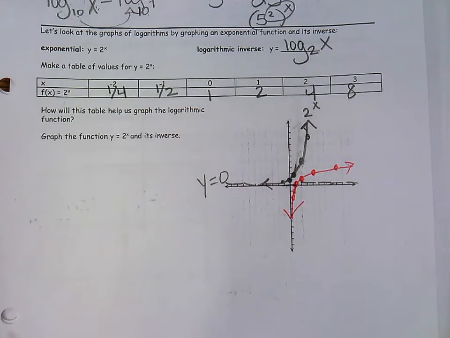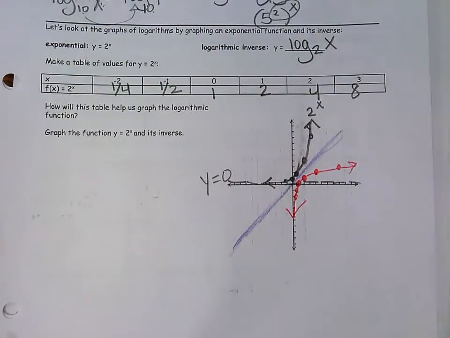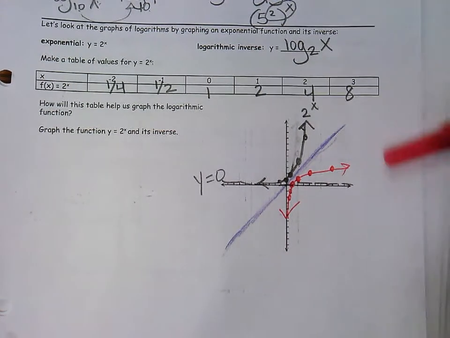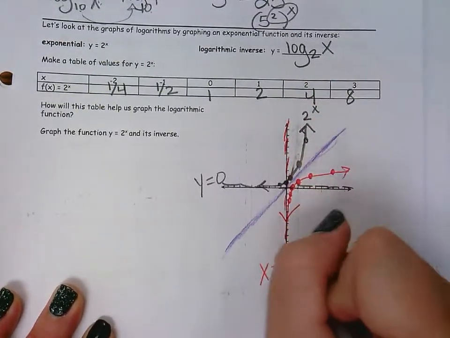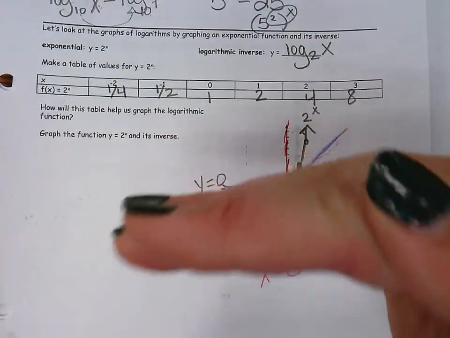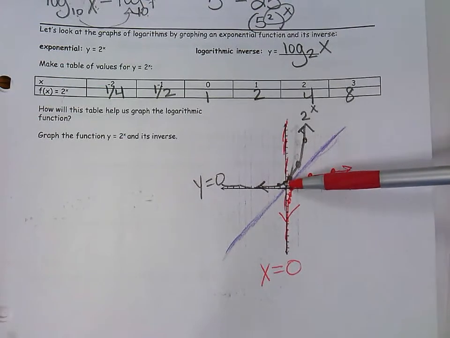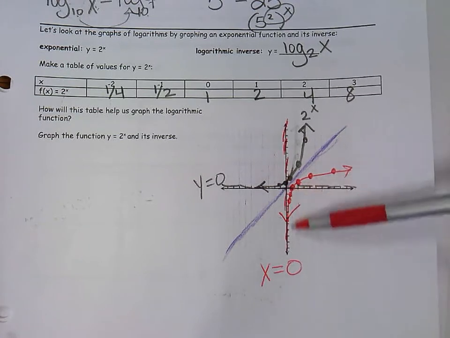They should be a reflection over the line y equals x, right? So y equals x should be able to be drawn right in between those two. It's not an asymptote, it's just a mirror image line. And the log function has an asymptote at x equals 0 because the original had an asymptote at y equals 0. So the key point for exponential functions is its y-intercept 0, 1. The key point for log functions is its x-intercept 1, 0.